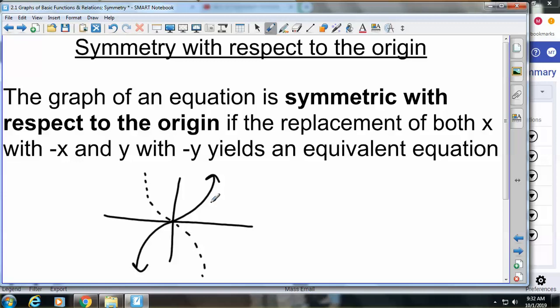Okay. So, we can check symmetry a couple ways. Sometimes we can just look at the graphs. Sometimes we are going to have to look at the equations themselves to check for symmetry.